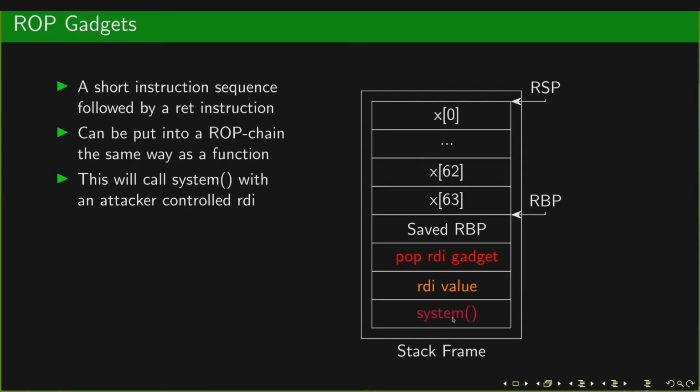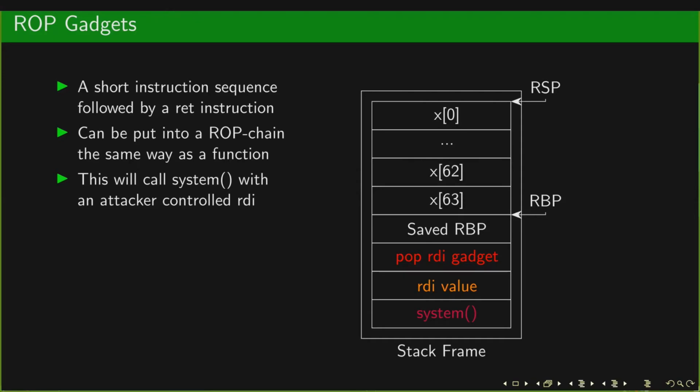And then when it executes ret, it's just going to return to system. So now we are able to call system with RDI set to whatever we want, just by changing this RDI value here. So now we are able to control the parameters that are going into our functions, and now we can start doing really interesting things.